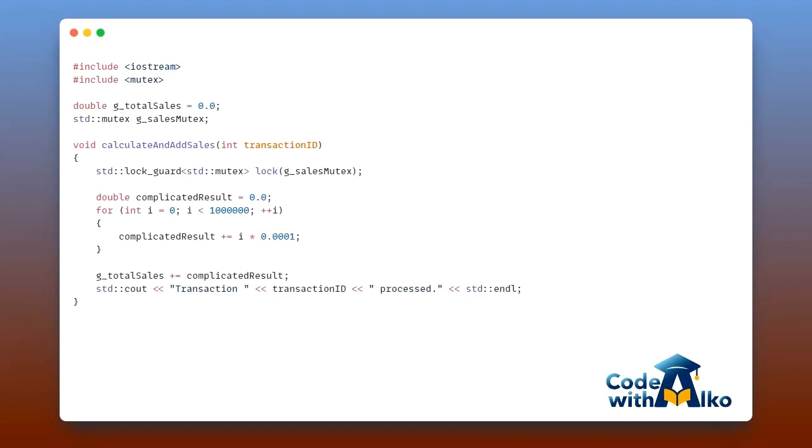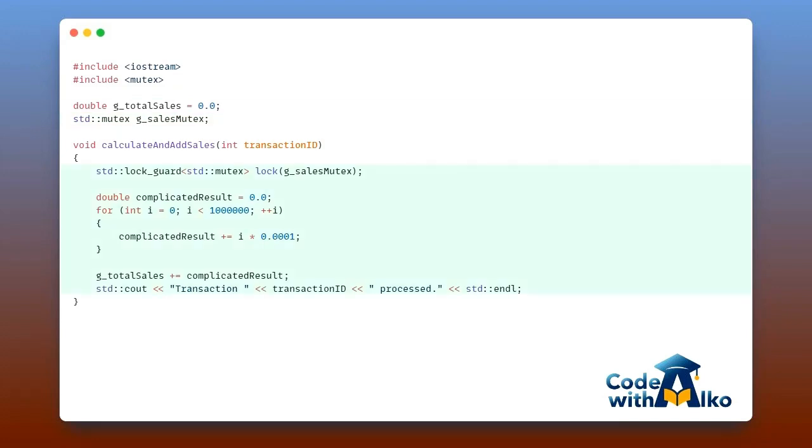This is a perfect example of what you shouldn't do. Here's a function that needs to do some complex calculation and then add the result to a global total. Okay, let's break this down together. First, we have got our necessary includes. Then we declare a global double called gTotalSales and a global mutex called gSalesMutex.